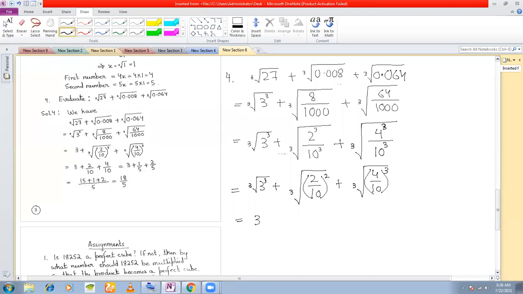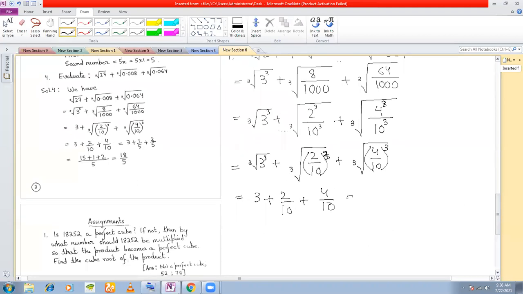Now cube root of 3 cube is nothing but 3. Under a cube root, you have a cube here, so you can simply write this as 2 by 10, and again 4 by 10. That is what your answer should be. Now you can take the LCM and simplify this. You can cancel here, so getting 3 plus 1/5 plus 2/5. Take the LCM: 15 plus 1 plus 2, 18 by 5. And that's your answer.